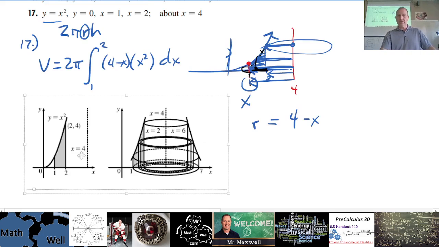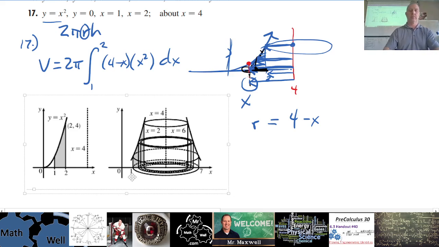So there's the diagram. This little region that we drew over here swings out this way. And so the radius is going to be 2 units here all the way to 3 units wide here. So the radius is going to be 4 minus whatever the x value is, ranging from 1 to 2.